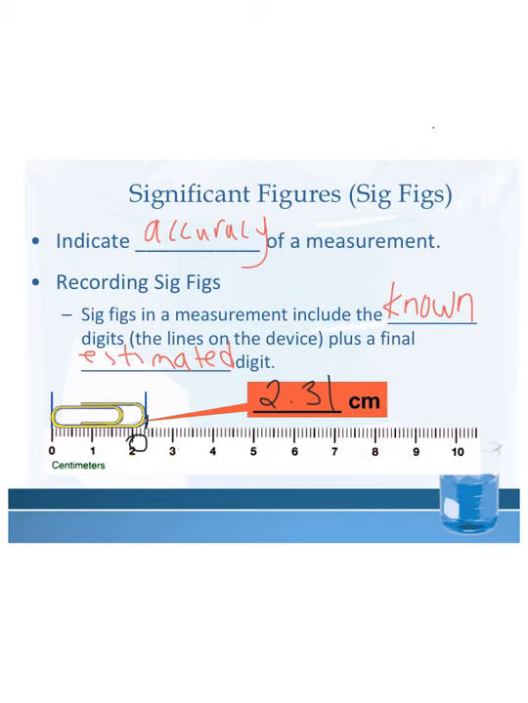Now, where this is going to get different is with some very big and very small numbers and things where you don't have the best measuring tools and whatnot, and we'll work on that, and then we'll start doing some calculations with that too. All right, that's it for today.